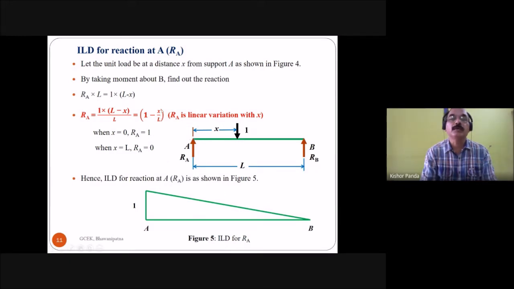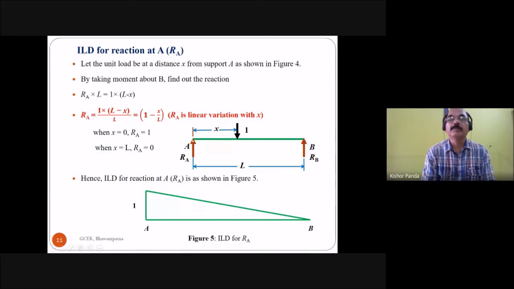When you put X equal to 0 in this equation, RA is equal to 1. When the unit load is present at point A, the reaction RA is equal to 1. And when the unit load is present at B, you have to put X equal to L. L by L cancels, then 1 minus 1 is equal to 0. So when X is equal to L, RA is equal to 0. When the unit load is at point A, RA is equal to 1, and when the unit load is at point B, RA is equal to 0.